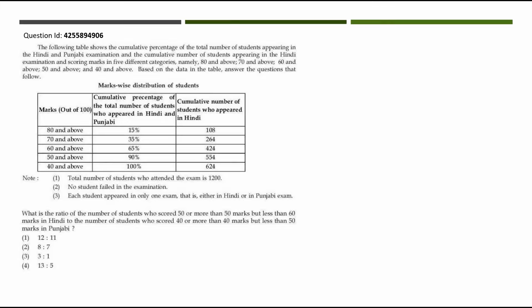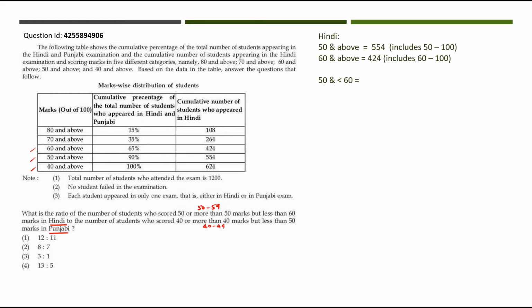Next question. What is the ratio of the number of students who scored 50 or more than 50 marks but less than 60 marks in Hindi? So in Hindi we have the 50 to 59 category. To the number of students who scored 40 or more than 40 marks but less than 50 marks in Punjabi. So this is the 40 to 49 range in Punjabi. So we are asked to find the ratio between these numbers.